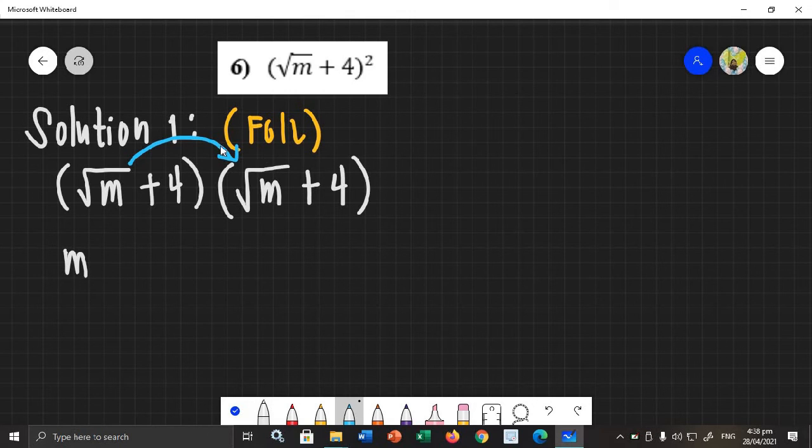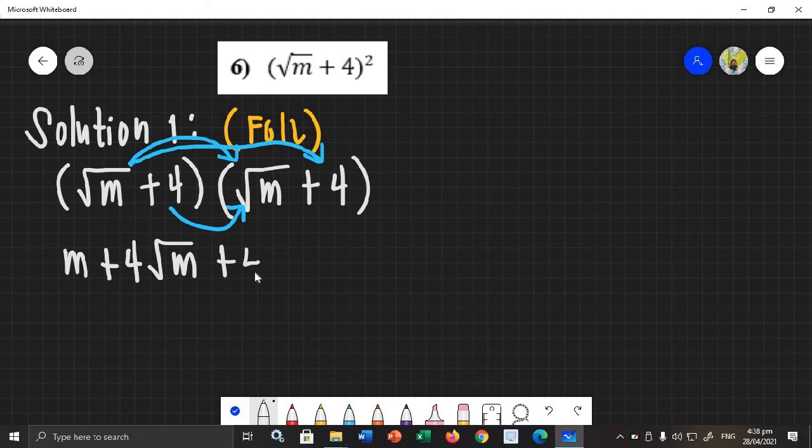And then the outer terms, square root of m times 4, that will result to positive 4 square root of m. Mauuna lang yung constant. And magiging siyang coefficient ng square root of m. Same as the inner terms, no? 4 times square root of m is equal to positive siya lahat. Positive 4 square root of m. And then, the last terms, 4 times 4, that is equal to 16, positive 16.